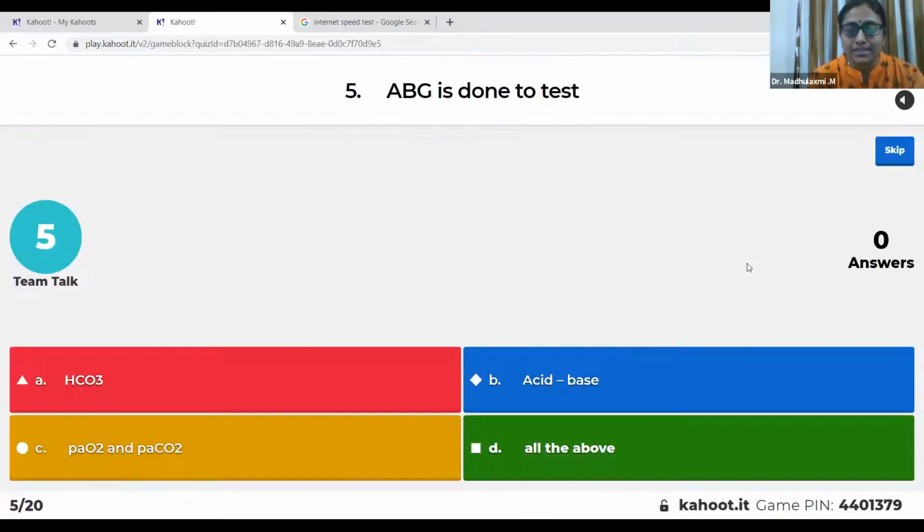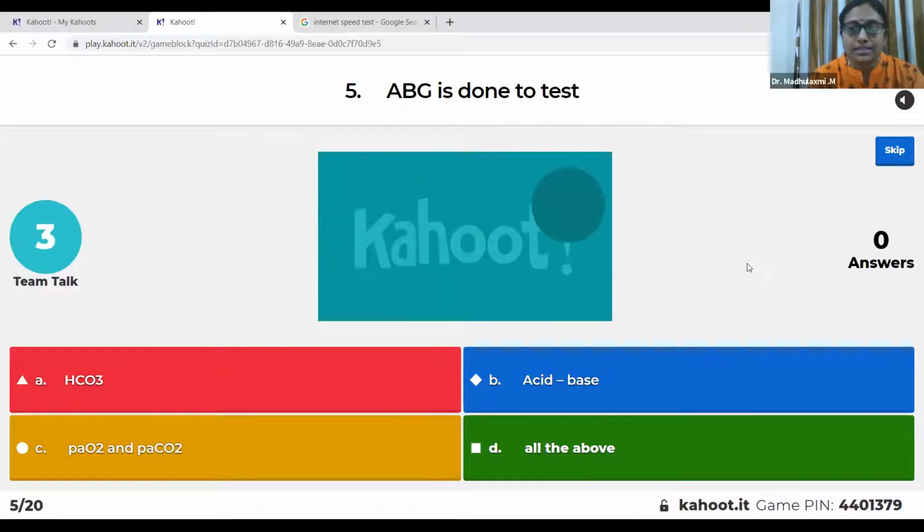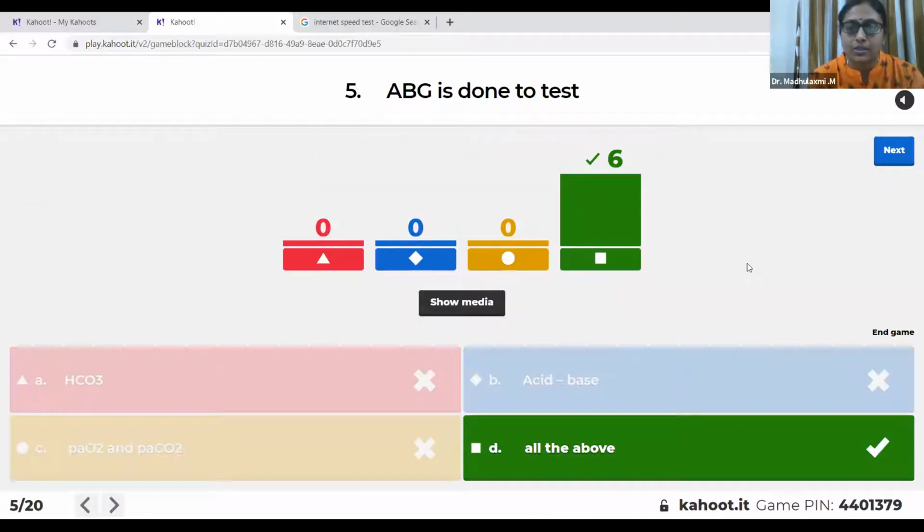ABG is done to test, why do we need ABG? Is it to test the bicarbonate levels? Is it to check acid-base imbalance? Is it for checking the saturation of oxygen and carbon dioxide, or all of the above? Again, all 5 of you are right. All of the above, yes.